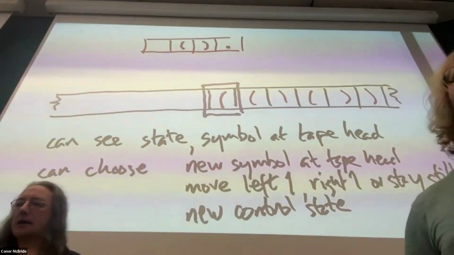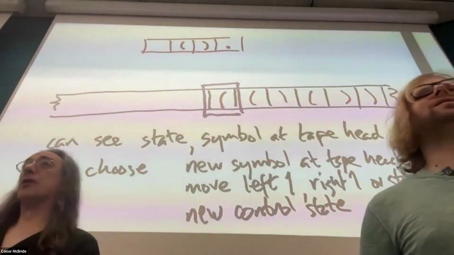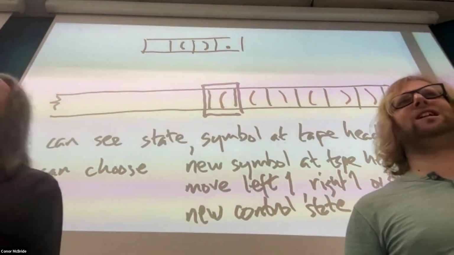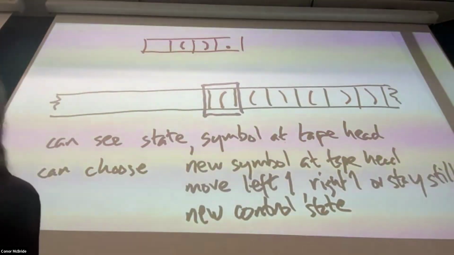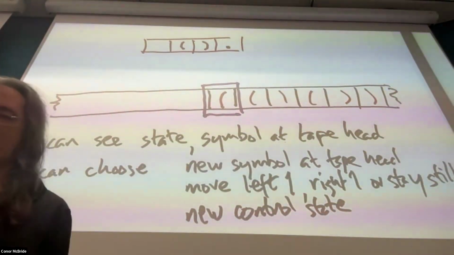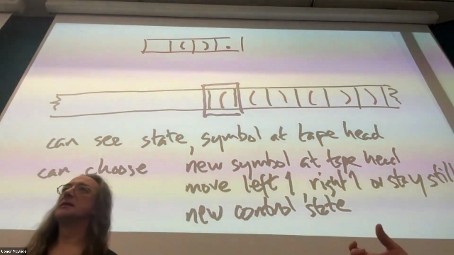And this is how you run it. You keep doing this until you halt, or forever. If you never halt, then you're going to do this for a long time. So we could get back to the question: can you have a machine that detects if the whole tape is blank or not?